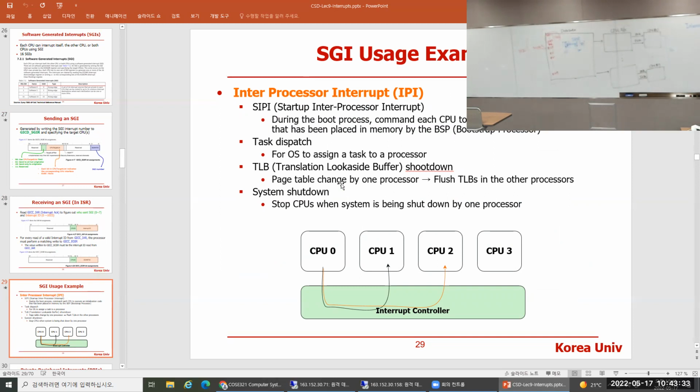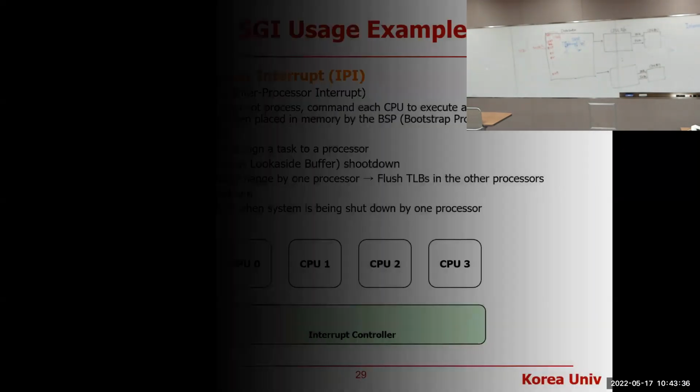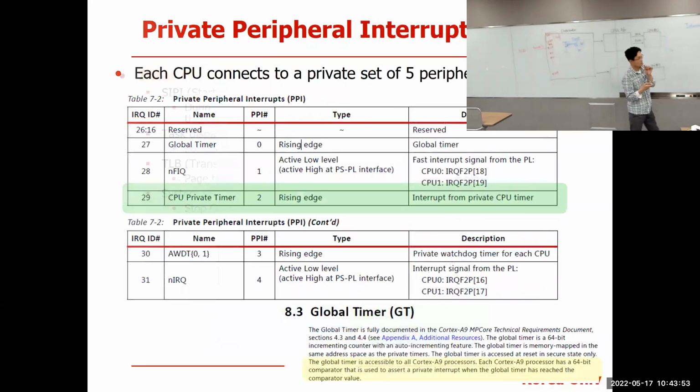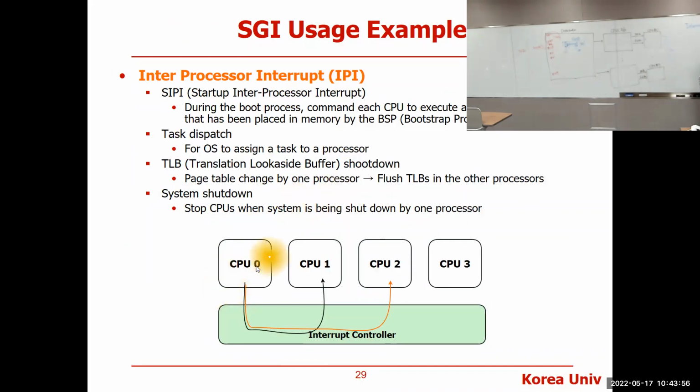SGI is used to generate IPI, inter-processor interrupt. Assuming that you have 4 CPUs in a system with an interrupt controller, by writing some value to SGIR, you can send the interrupt from CPU 0 to CPU 1, or CPU 2, or CPU 3, or to itself. And what are the applications? These 4 are application cases.